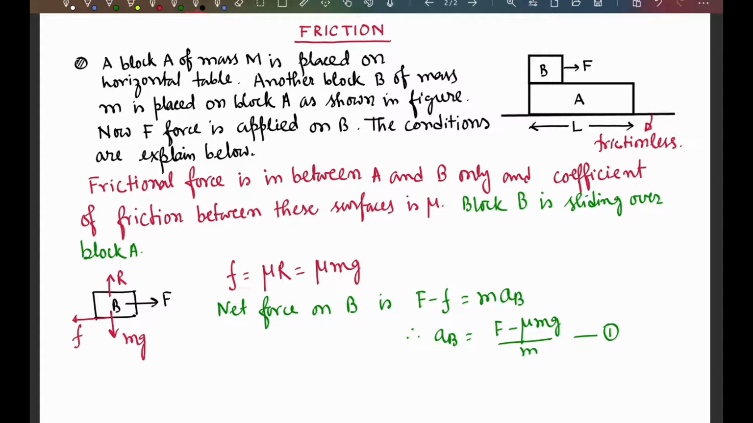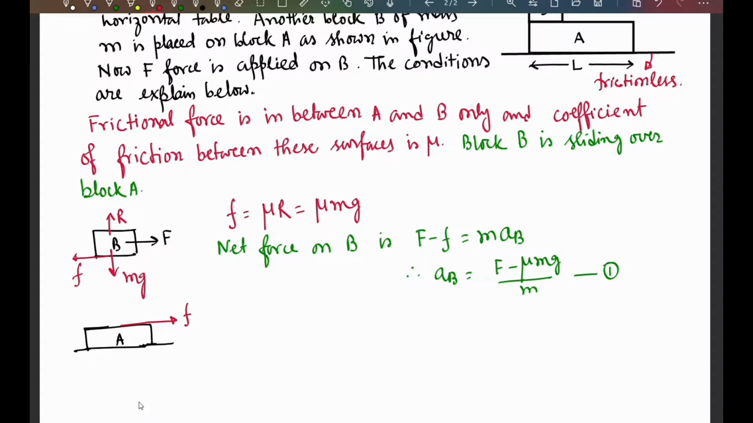If we consider the free body diagram for block A, the frictional force acting on A by B is towards the right. This is f, and there is no friction between block A and the table.